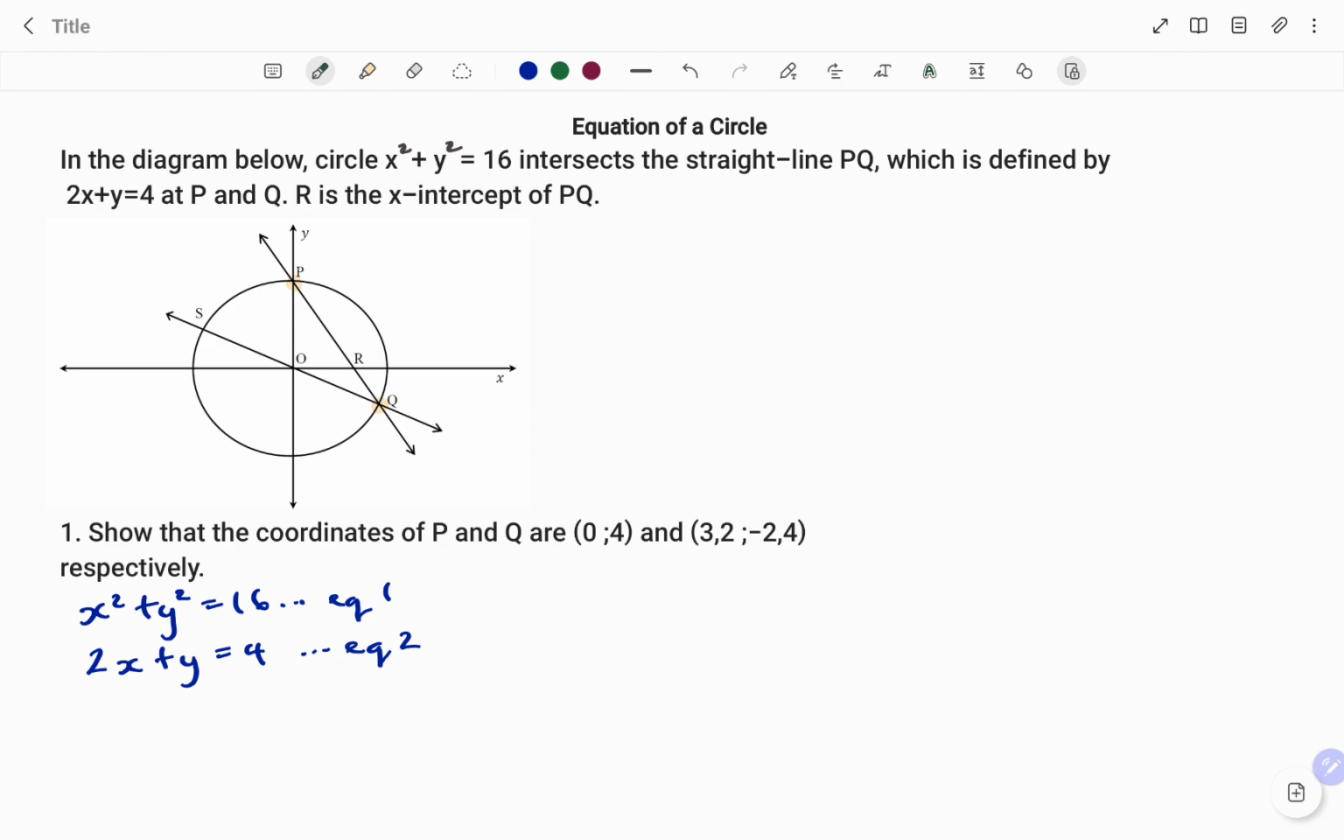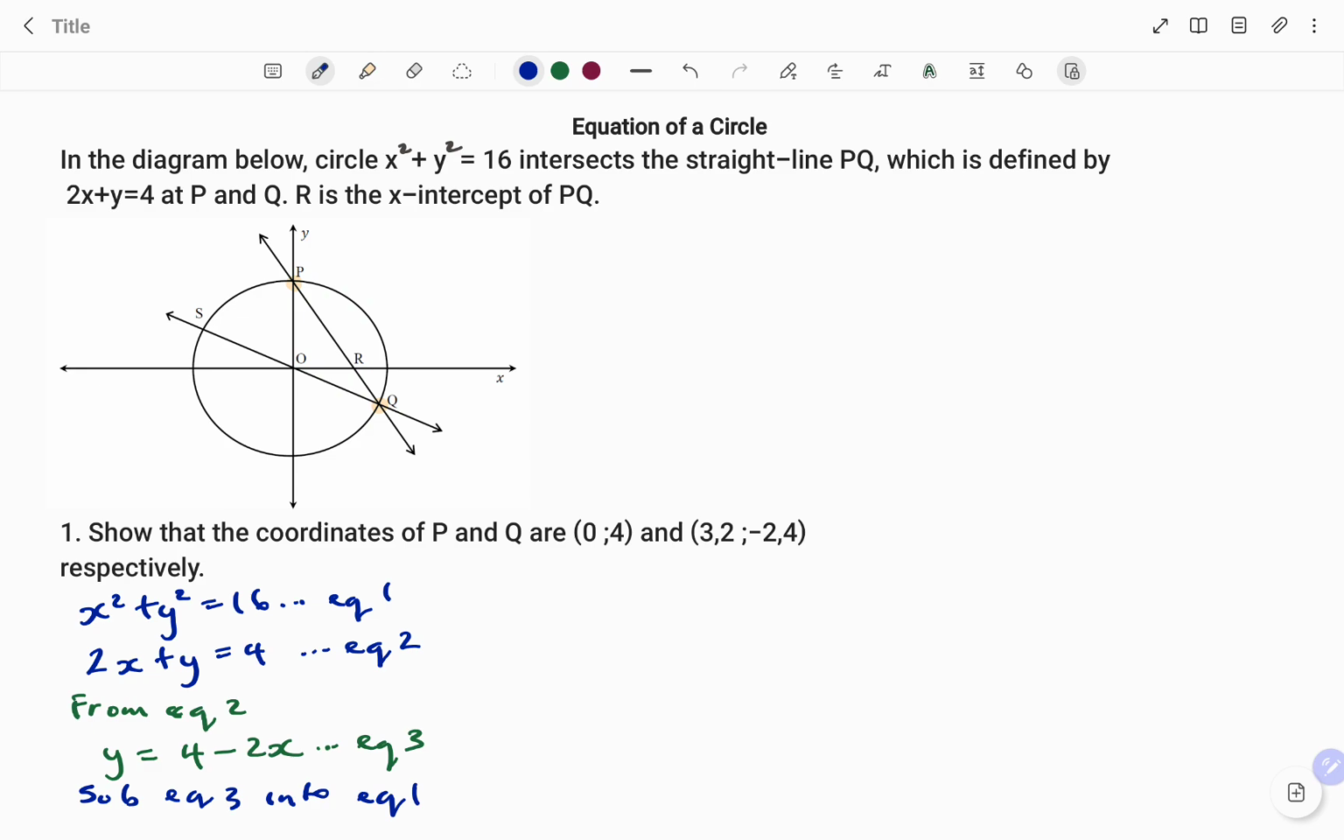Using the substitution method from equation 2, I have y, making y the subject of the formula, y equals 4 minus 2x. That would be my third equation, equation 3. So I'm going to substitute equation 3 into the first equation, equation 1. So putting my third equation back into equation 1, every occurrence of y I replace with 4 minus 2x.